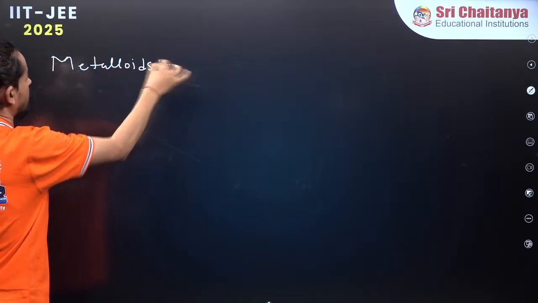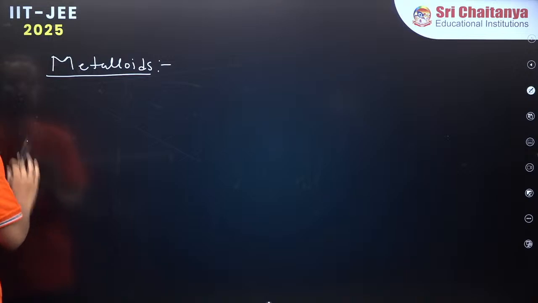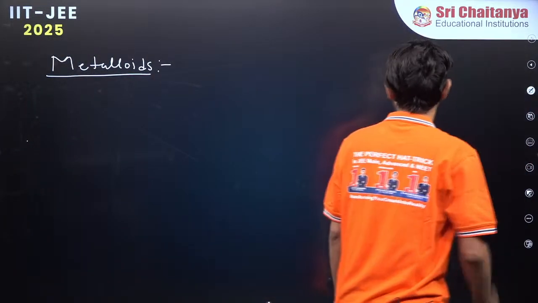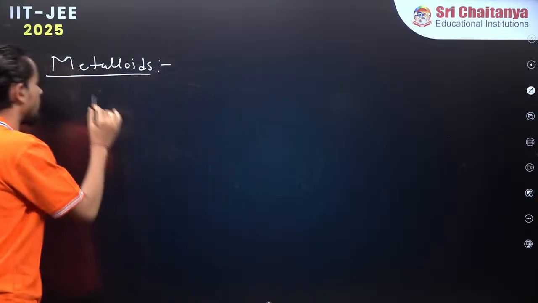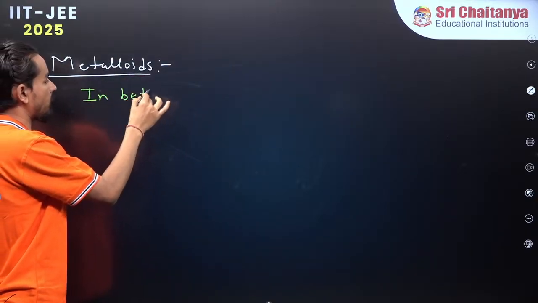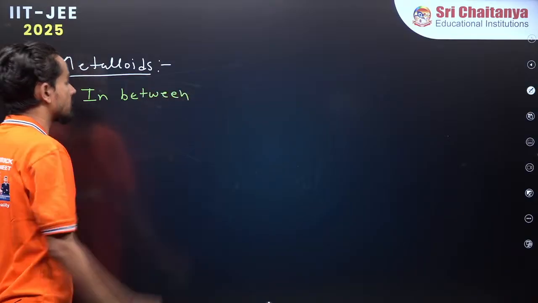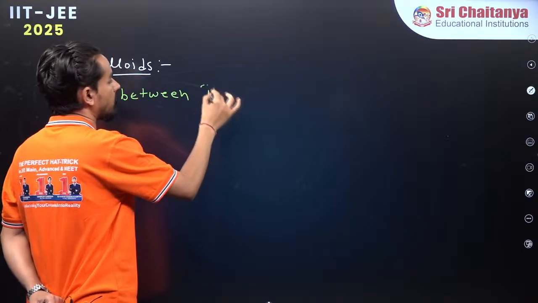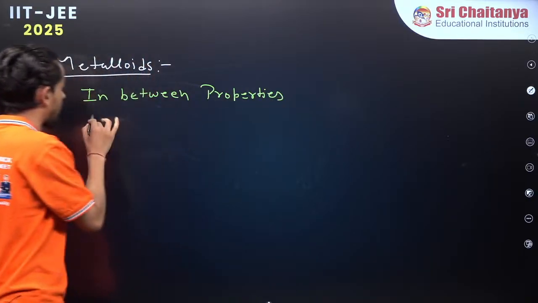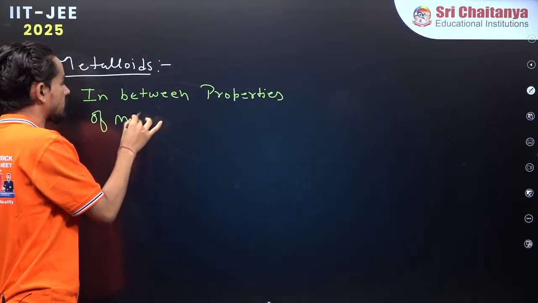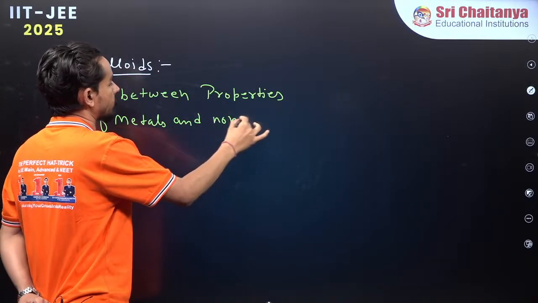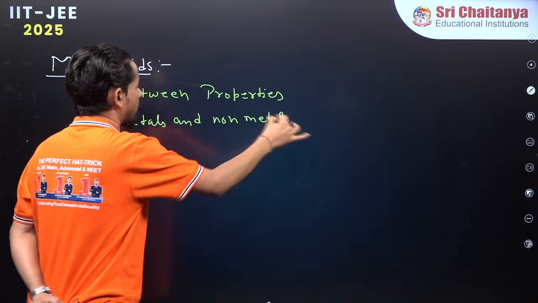Metalloids. What about metalloids? Metalloids are those things which show in-between properties of metals and non-metals. Some properties are like metals and some properties are like non-metals. Now where do they exist?